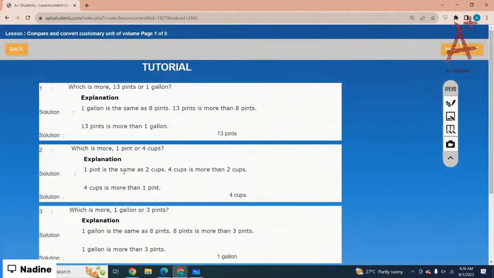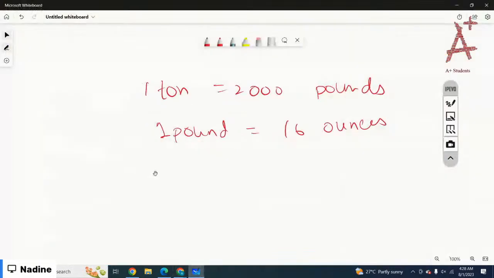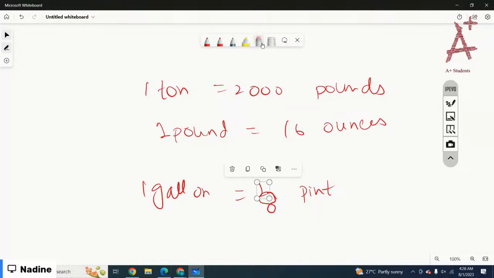Okay, which is more, 13 pints or 1 gallon? 1 gallon equal 8 pints. That is the units of volume. Sorry, 1 gallon equal 8 pints.